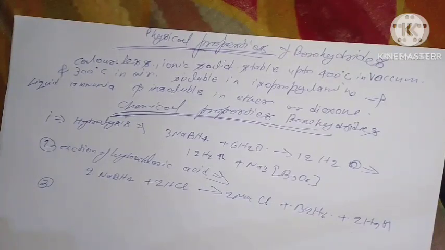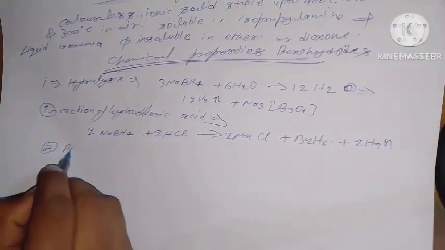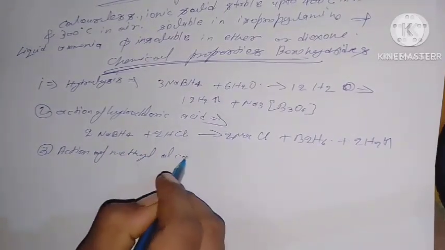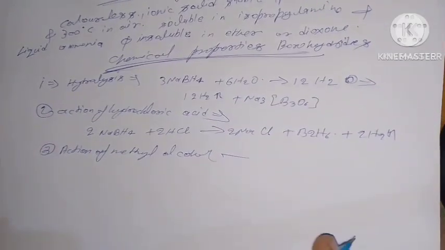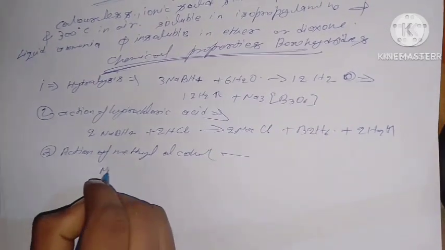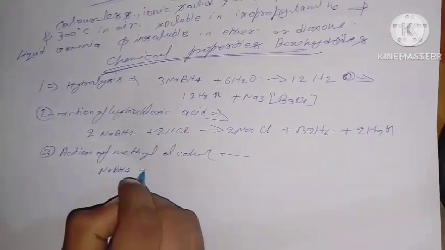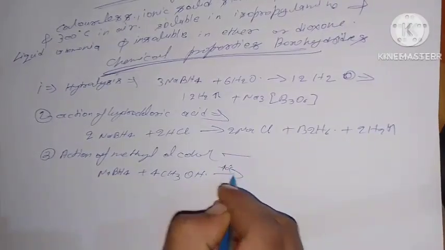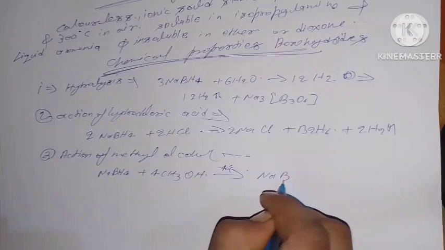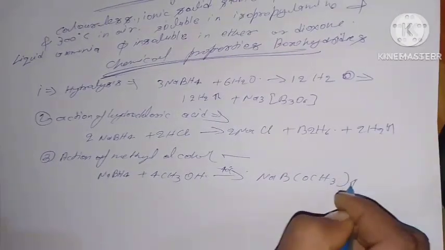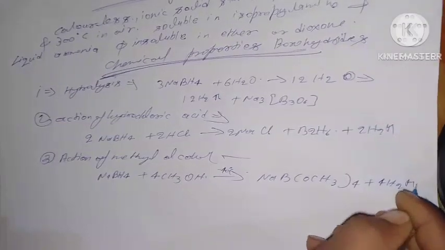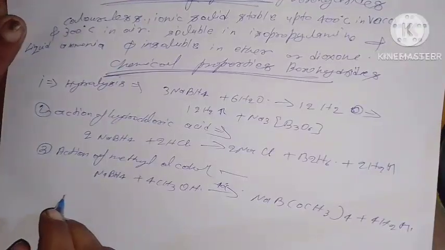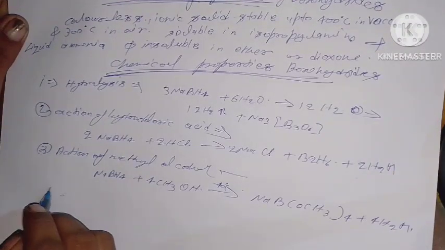Third point, action of methyl alcohol. In this reaction, hydrogen gas is liberated, okay? Then NaBH4 plus 4CH3OH at minus 40 degrees Celsius gives NaB(OCH3)4 plus 4H2, okay? This reaction occurs at minus 40 degrees Celsius.